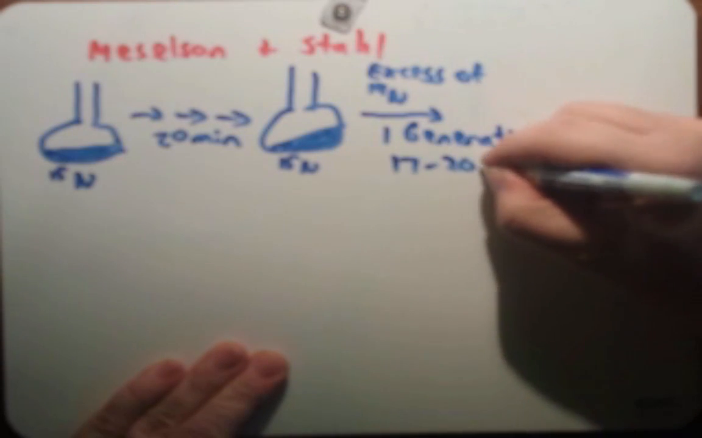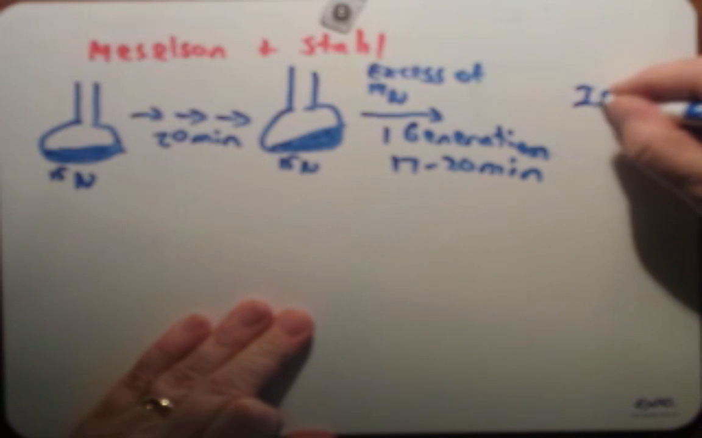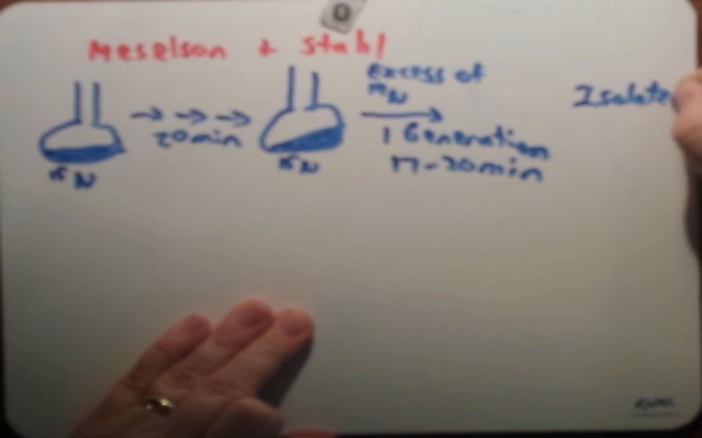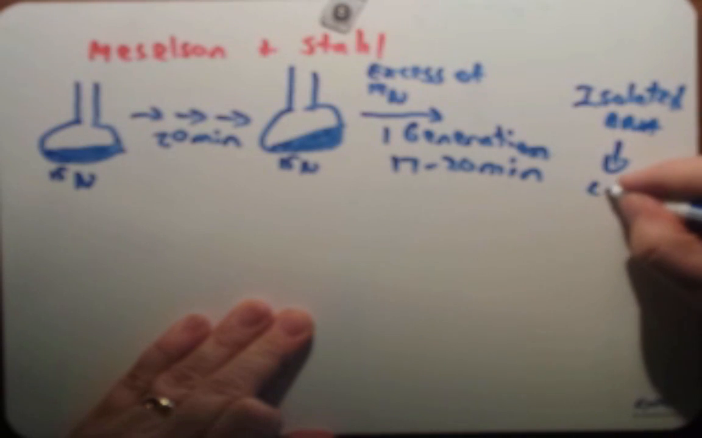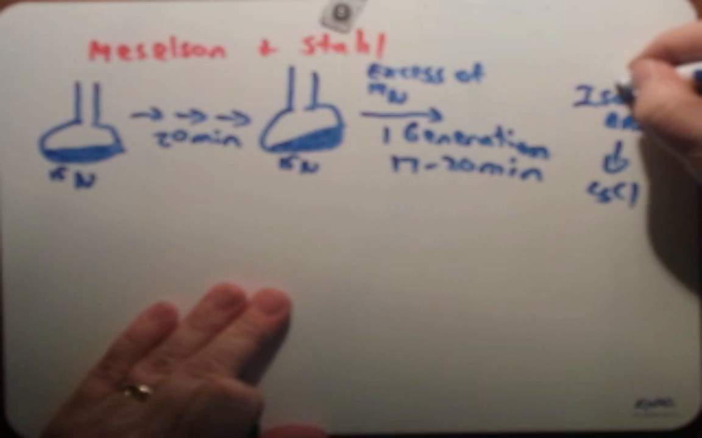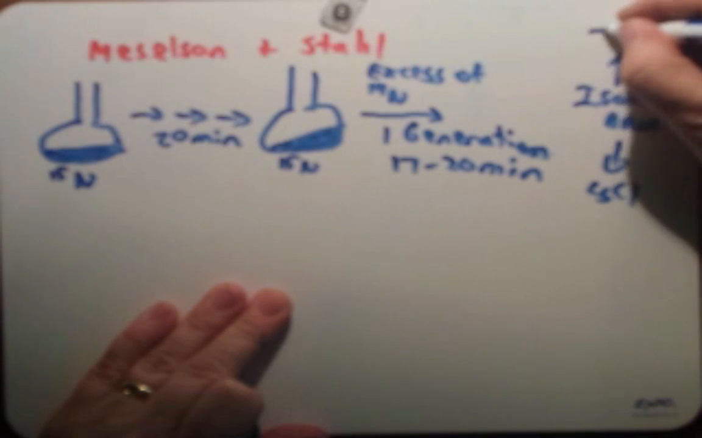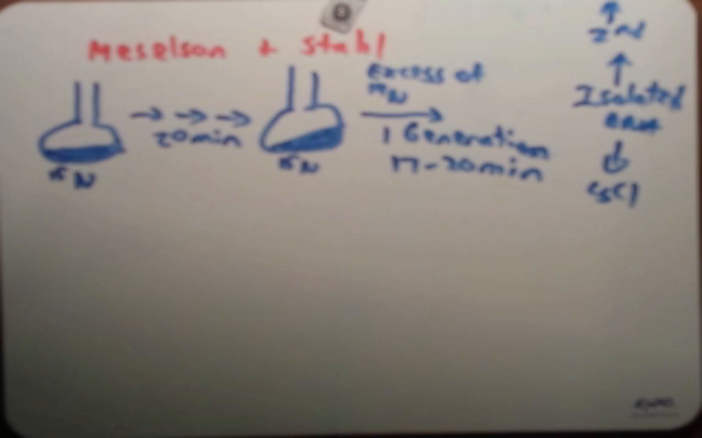17 to 20 minutes. And then they isolated the DNA and put it on the cesium chloride gradient. I ran out of room here, but then what they would do is, I'm just going to draw an up arrow here, they would let it go for a 2nd generation, then a 3rd, and a 4th, and so on. And each time they would isolate the DNA at the end of each of these generations, and then place it in a cesium chloride gradient.